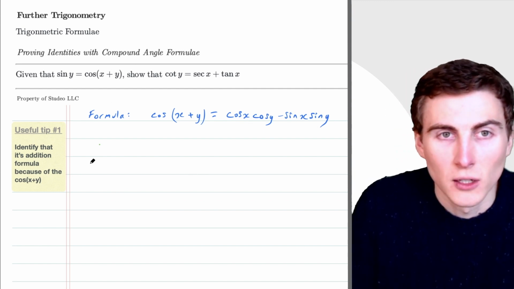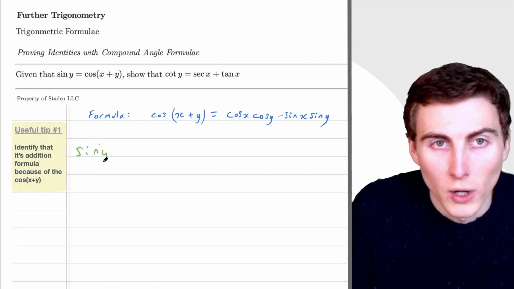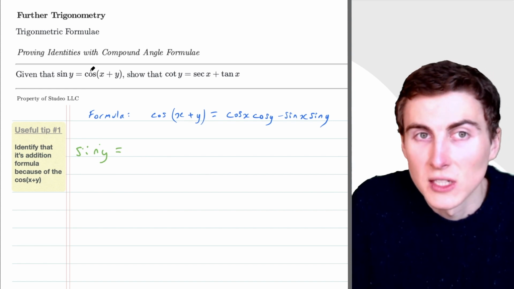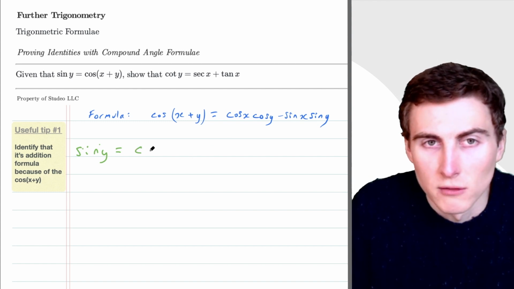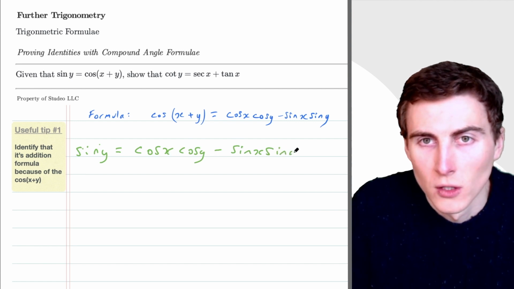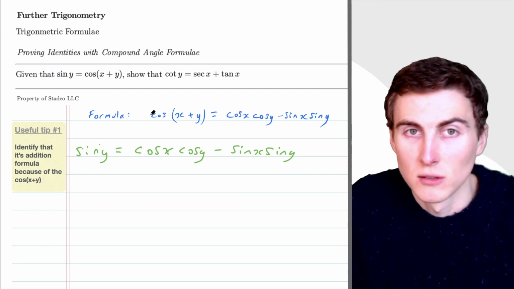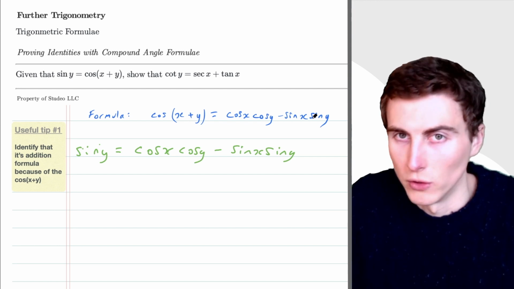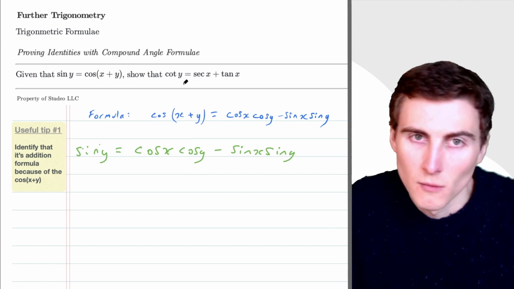So basically the first thing I'm going to do is write that sin y equals, and then instead of writing cos(x + y), I can write all of this. So I'm going to write cos x cos y minus sin x sin y. I haven't really used any proper logic yet. All I've done is use this formula to substitute this for all of this. And now I can start making this look like this stuff, which is a bit tricky.